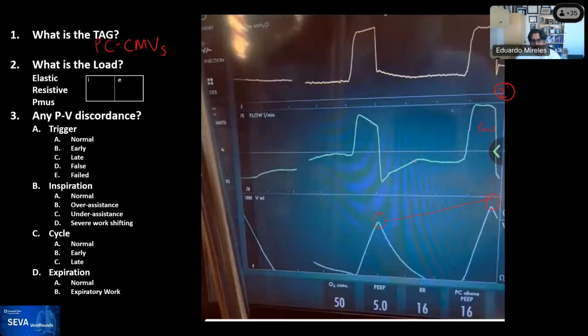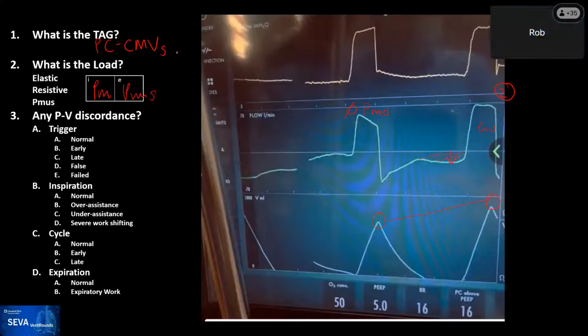And then during expiration, many of you recognize the presence of PMOS, and that's correct. Instead of the decay that we were seeing on the others, you see how it moves away from the baseline, which tells you that this patient has expiratory work. So PMOS, this one is still passive. I will just put here, there's no PMOS. Rob? Yep, that looks good.